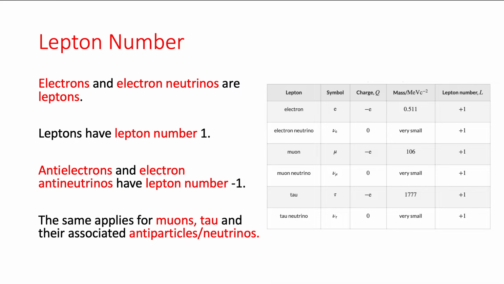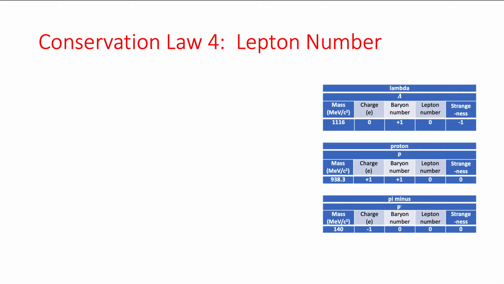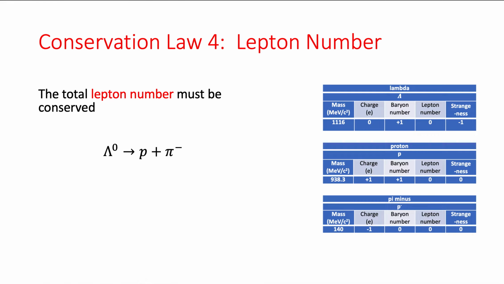Now, why is the lepton number important? Well, as you may have kind of guessed, the lepton number is another thing that we must conserve when we're looking at any nuclear interactions or decays. So, okay, if we take our lambda becoming a proton plus a pion, you'll notice if we look at the lambda, the lepton number is 0, proton is 0, and pi minus 0. It's quite boring actually. 0 is equal to 0 plus 0.